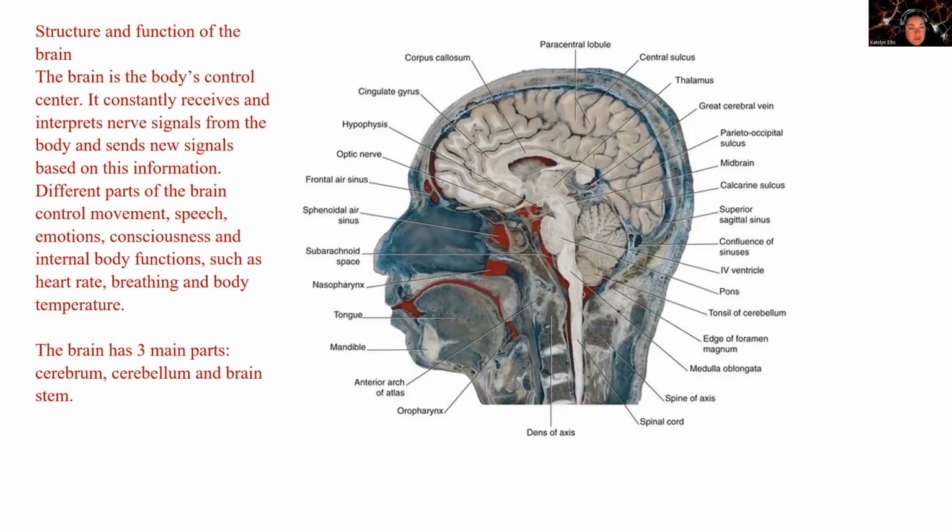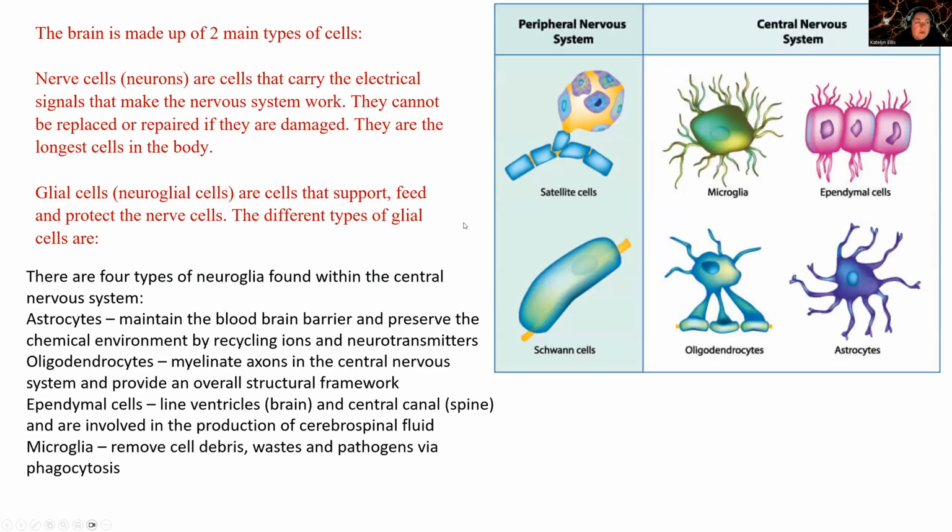The brain is the body's control center. It constantly receives and interprets nerve signals from the body and sends new signals based on this information. Different parts of the brain control movement, speech, emotions, consciousness, and internal body functions such as heart rate, breathing, and body temperature. All right. The brain has three main parts. That is the cerebrum, which is this portion here. The cerebellum, which is this wrinkly part here, which we will look at in just a little bit. And the brain stem.